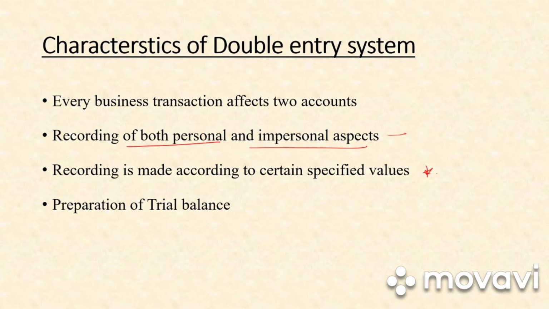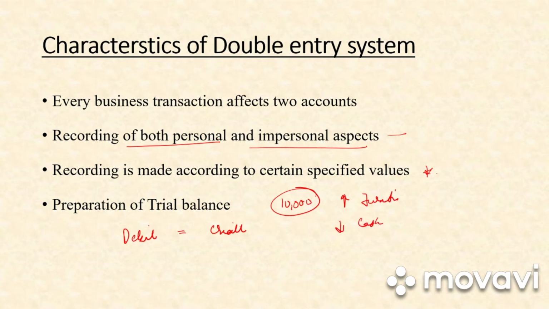Next, it is preparation of trial balance. So in case of a double entry system, debit will always be equal to credit. So if the furniture is purchased for 10,000, there is an increase of furniture of 10,000 and decrease of cash of 10,000. So every debit will be equal to the credit. So what will happen in this case? It will help us to prepare the trial balance, which will be helpful in finding out the arithmetical accuracy of the accounting. Clear?